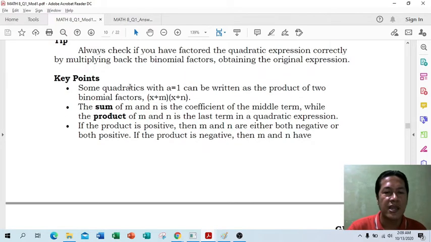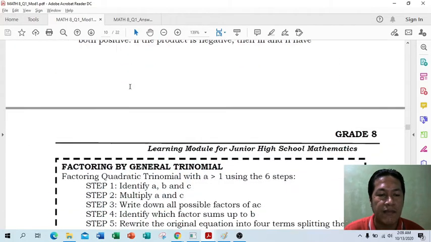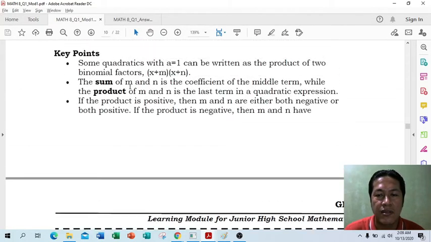Key point: some quadratics with a equals 1 can be written as a product of two binomial factors, x plus m times x plus n. The sum of m and n is the coefficient of the middle term, while the product of m and n is the last term in a quadratic expression. If the product is positive, then m and n are either both negative or both positive. If the product is negative, then m and n have different signs. Okay.